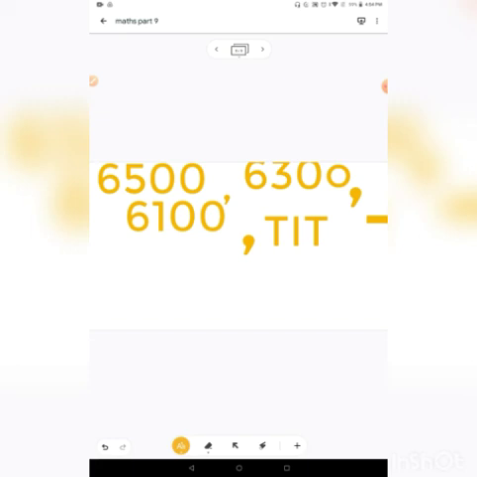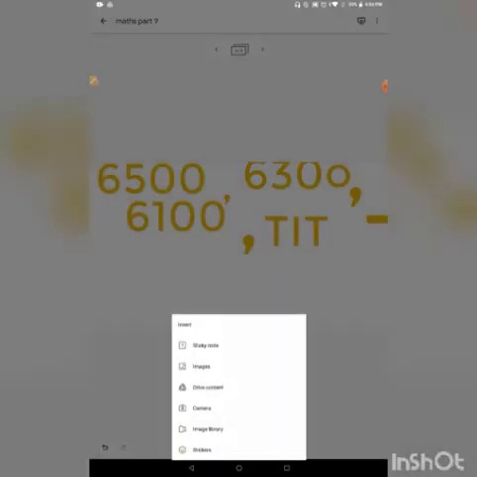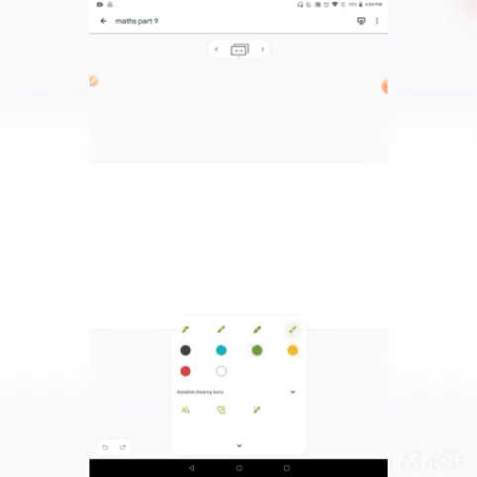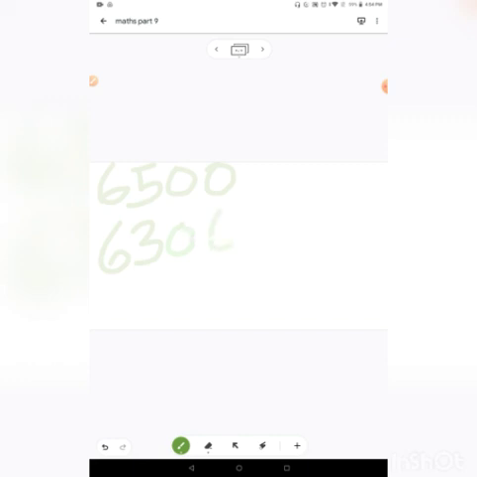So let's find out what is the relation. 6500, 6300 and 6100. Okay, let's write the numbers. 6500, 6300 and 6100. So now same way here also, as in the previous question, only the hundreds place changes, remaining all same. And now for the hundreds place you find out what is the relation.